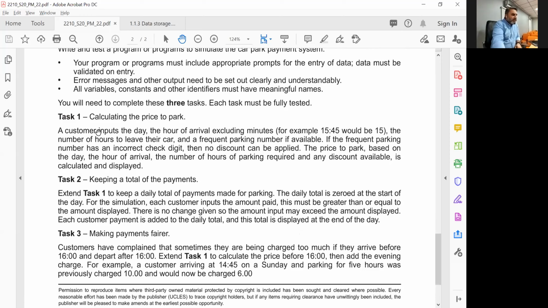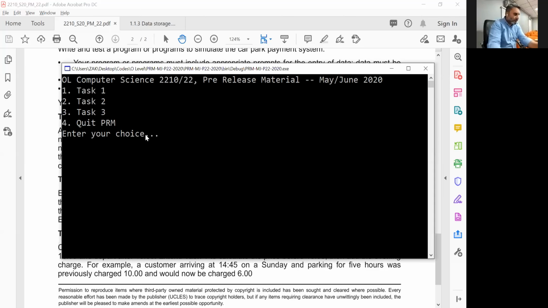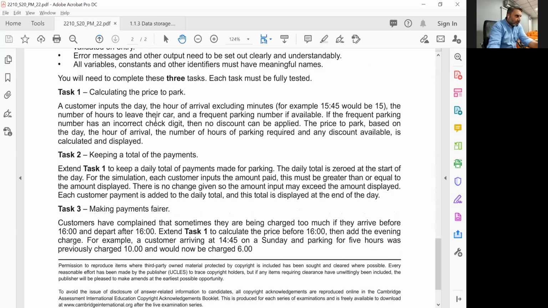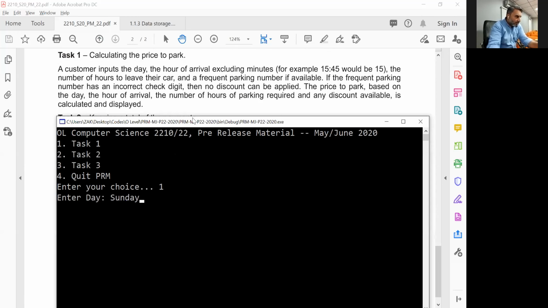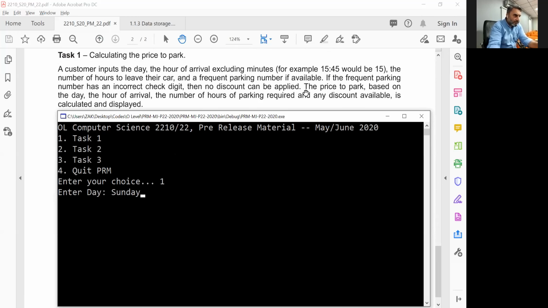Task one is about calculating the price to park the car. A customer inputs the day. All right, so let me simulate this for you as well. So let's choose task one. The customer is entering a day, let's say Sunday. Then let's put both screens on together so that you can read and observe.